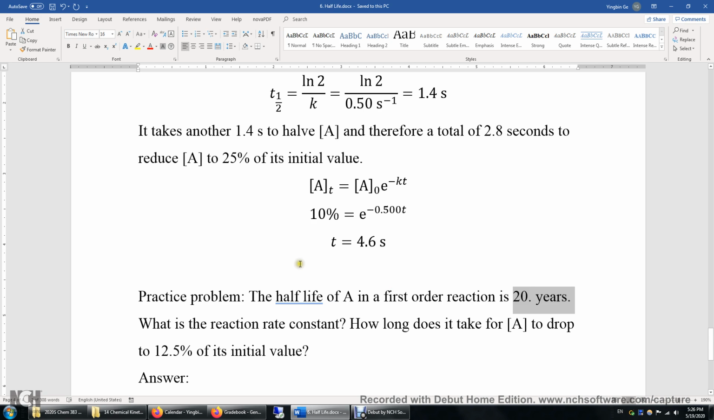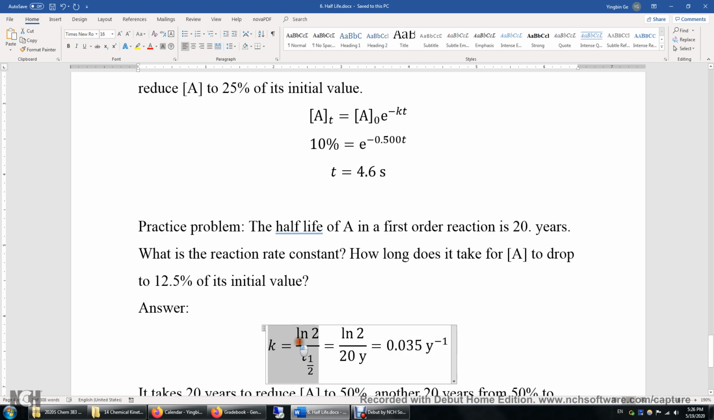So what's the reaction rate constant? And how long does it take for A to drop to 12.5% of its initial value? So two questions. The reaction rate constant: again, we'll use this same equation. Half-life is ln2 over k. Therefore, k is ln2 over half-life. We just plug in the numbers. We find the reaction rate constant, 0.035 per year. ln2 is roughly 0.7, so you just plug in the number, you get this reaction rate constant.